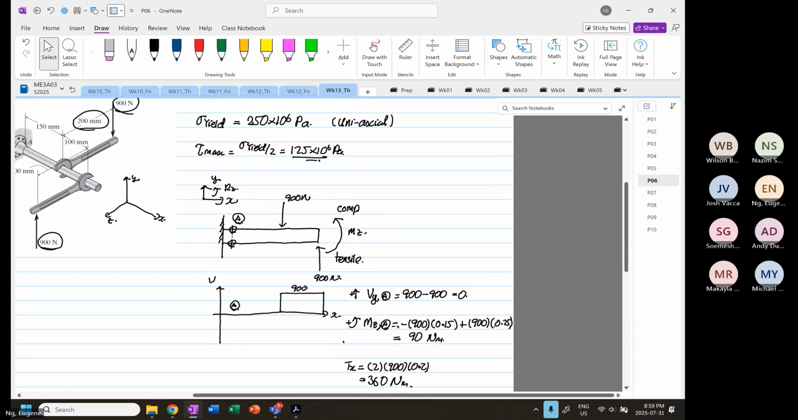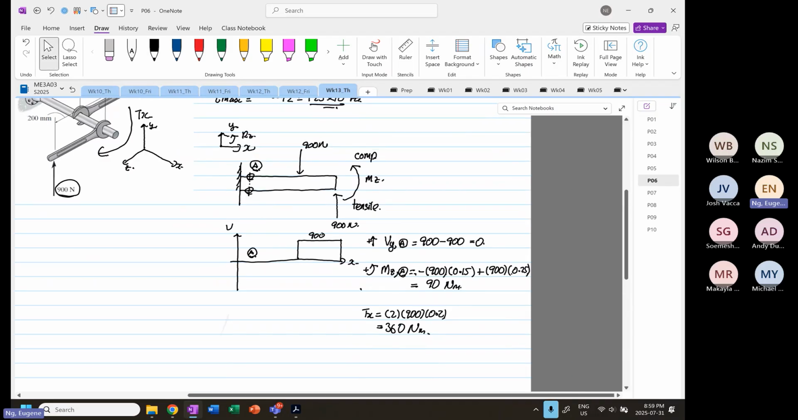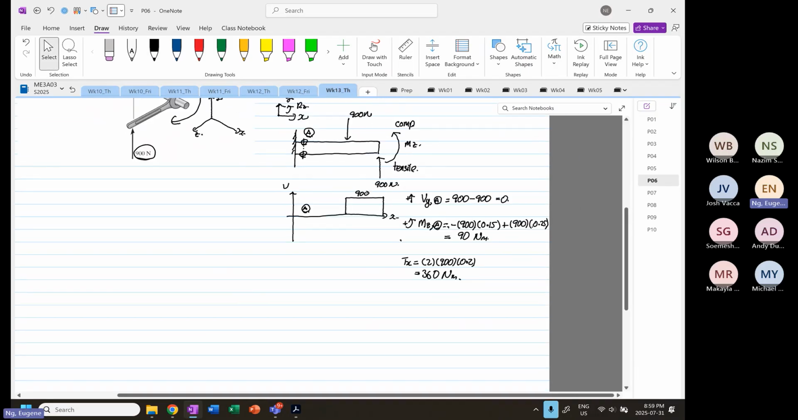Now, the fact that the torque is going in a clockwise direction, as you can see, so the sign is negative, does not matter at all. So there are two formulas that we need to apply.